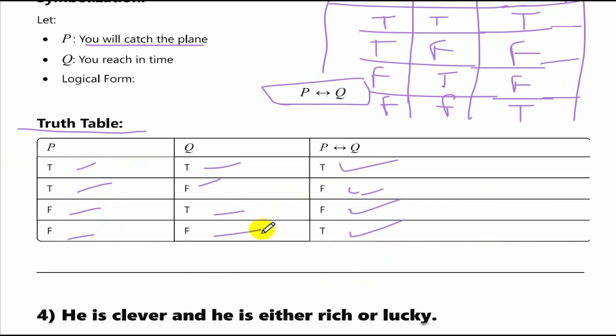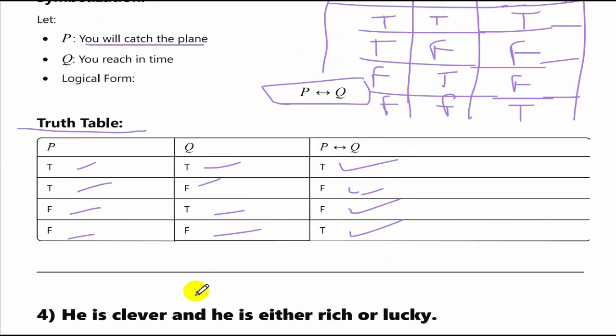So very simple. Next, he is clever and he is either rich or lucky. Now there are 3 variables in this. He is clever. So we can write P for clever. He is clever is P. And now AND is symbolized by this symbol. He is rich is Q. Okay, and he is lucky is R.